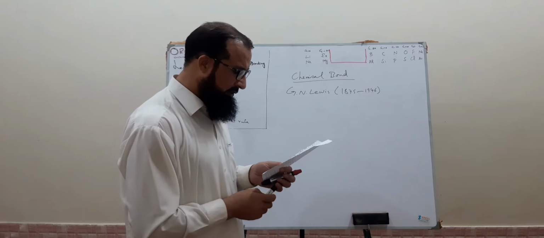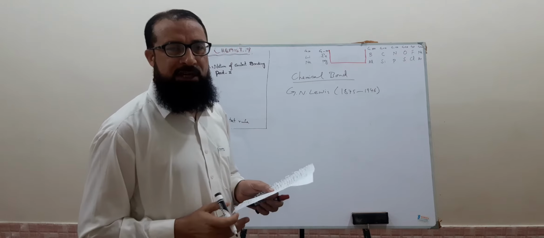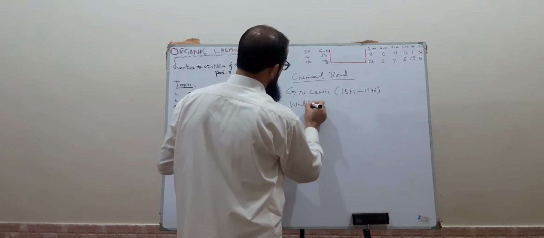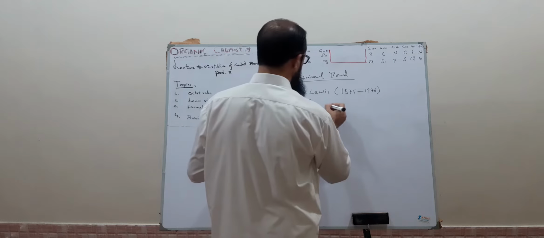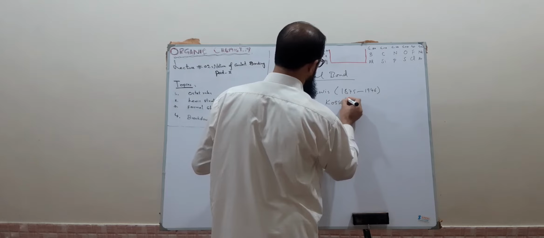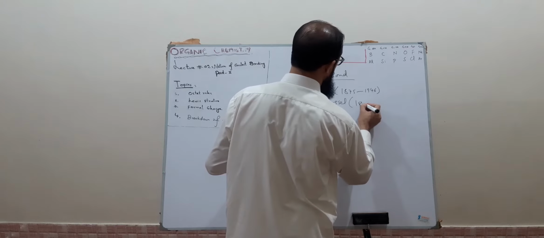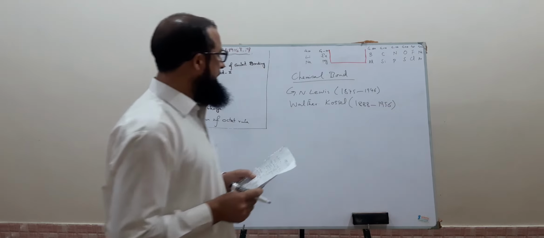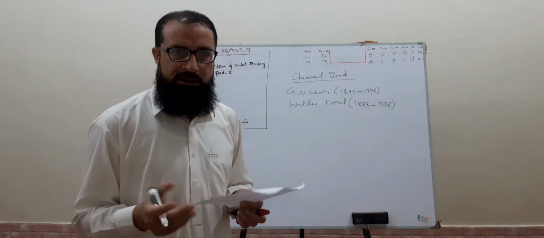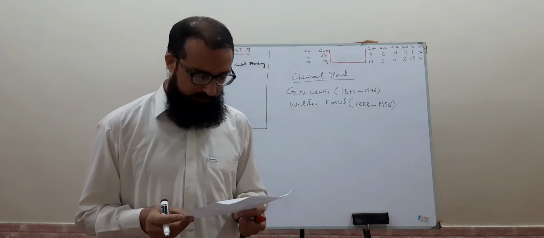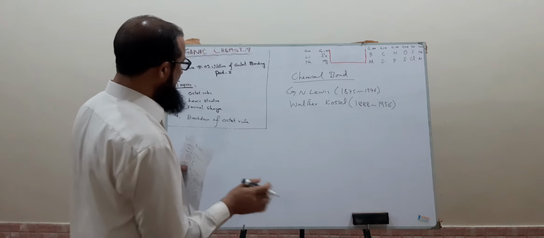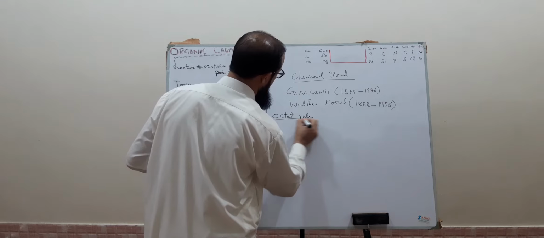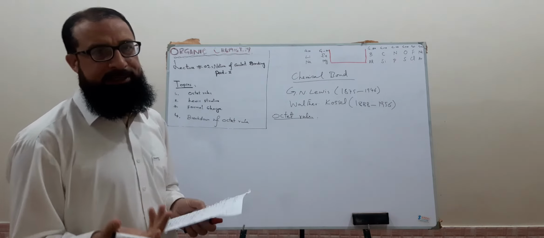Another scientist who is also very important is the German physicist Walter Kossel. Walter Kossel also made a great contribution in the field of chemical bonding, ionic bonding and octet rules. So now we are going to discuss the octet rule. What is an octet? Octet means 8.